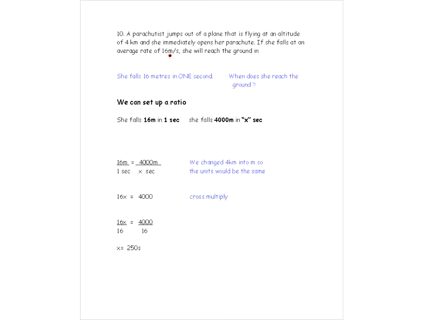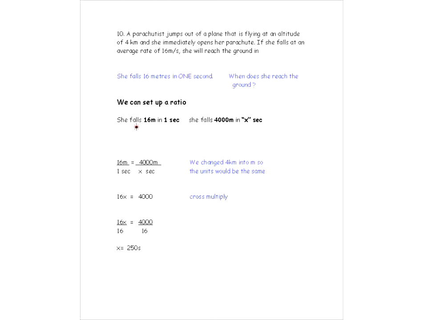Okay, so we need to find out how long she's going to reach the ground in 4 kilometers when she travels that distance. We know that she travels 16 meters in 1 second. We want to know if she goes 4 kilometers or 4,000 meters, how many seconds it's going to be. Okay, so we're going to set up a ratio. So what we do always is, first of all, we write a sentence.